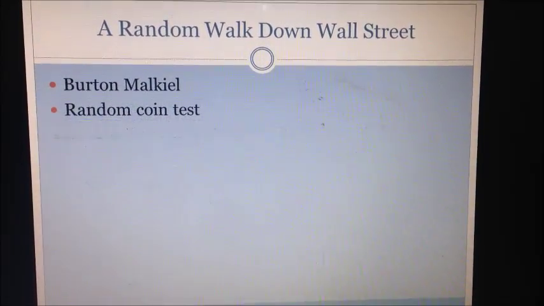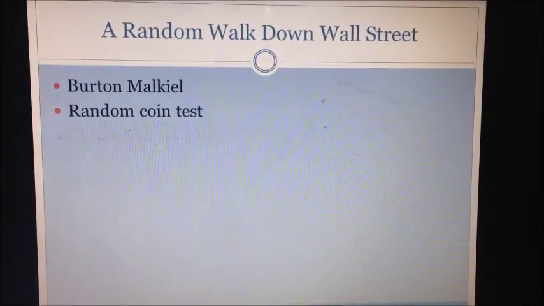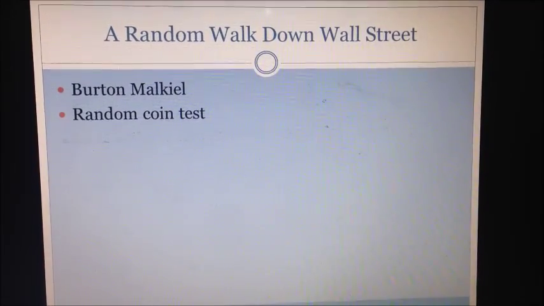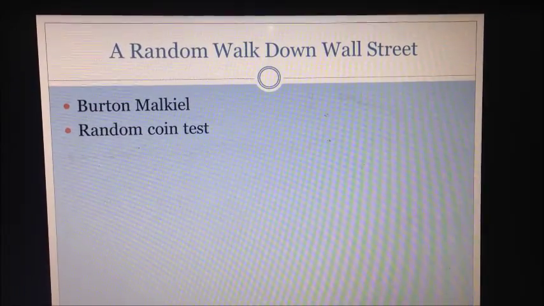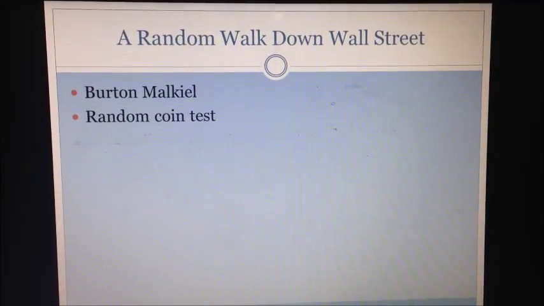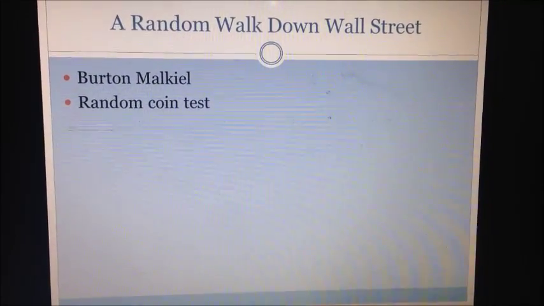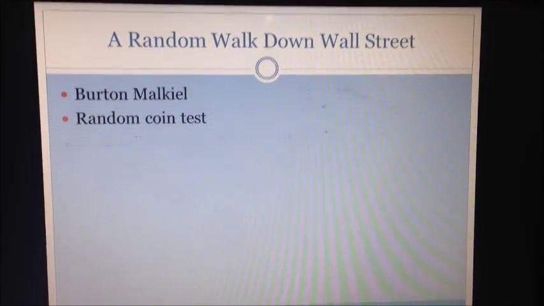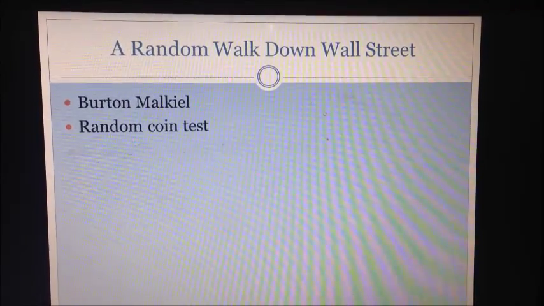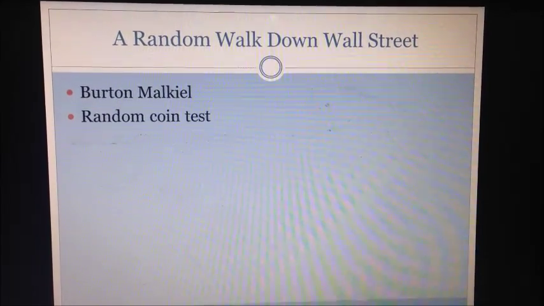One of the most iconic experimenters on the random walk theory is Burton Malkiel. Based on his experiments and research, he wrote a book called A Random Walk on Wall Street. In his experiments, he conducted a coin toss for an extended period of time and used the results to make a stock chart. If the coin landed on heads for the day, he would have the stock price increase. And if the coin landed on tails, he would have the stock price decrease.